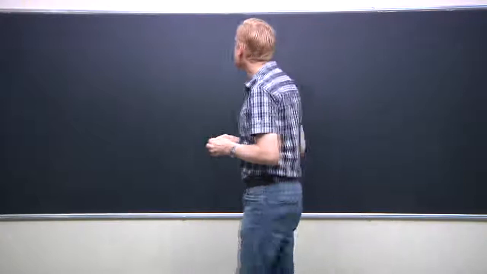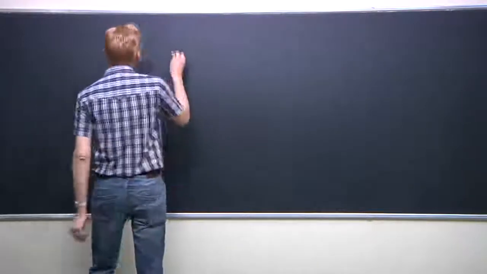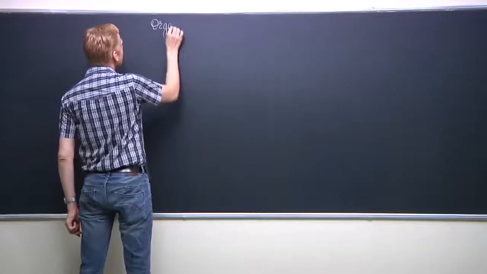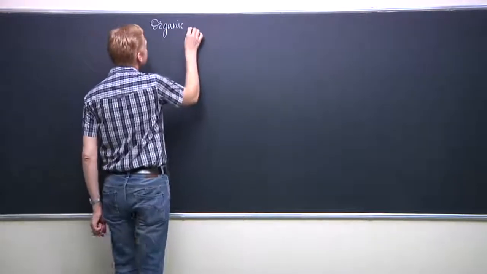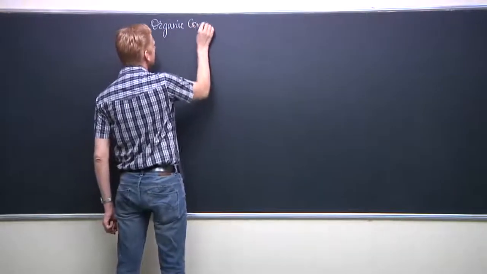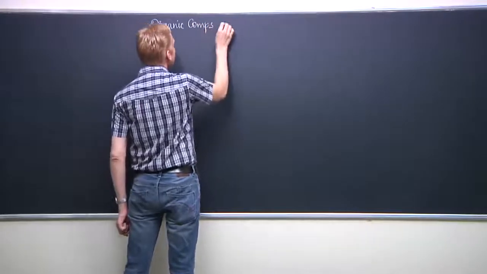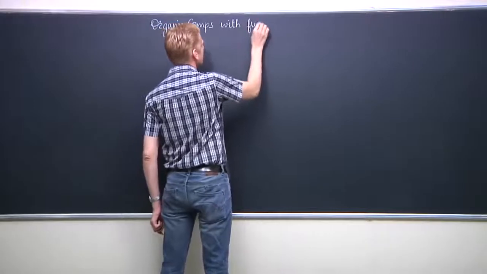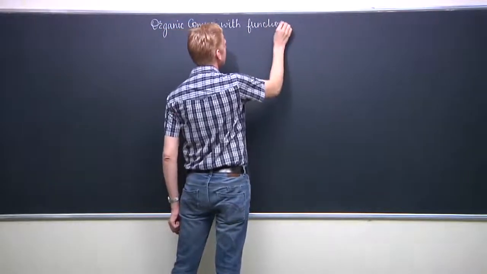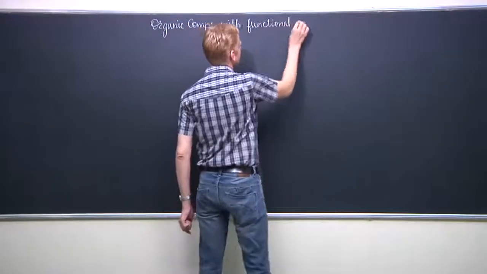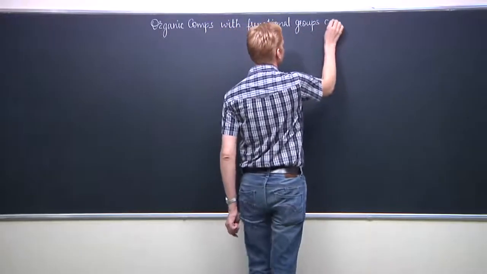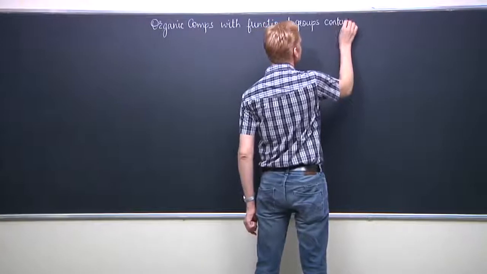ऑर्गेनिक कंपाउंड्स जिनमें फंक्शनल ग्रुप में नाइट्रोजन एटम प्रेजेंट होता है, उनको लेकर सबसे पहले एक इंट्रोडक्टरी पार्ट लेते हैं। Organic compounds with functional groups containing nitrogen.